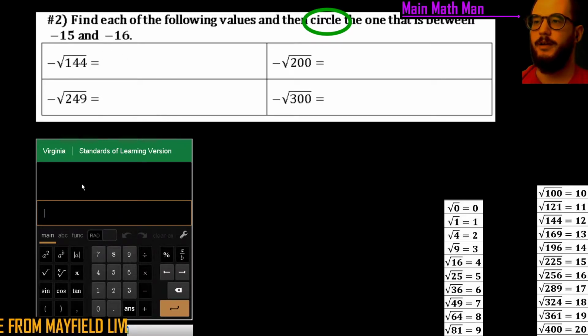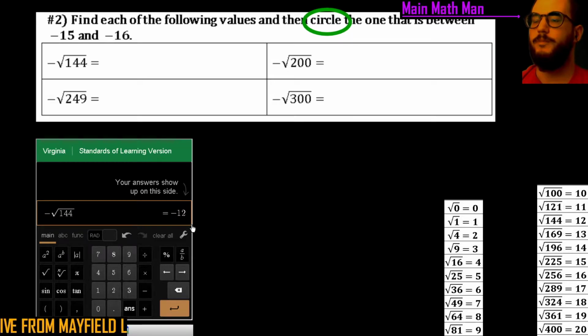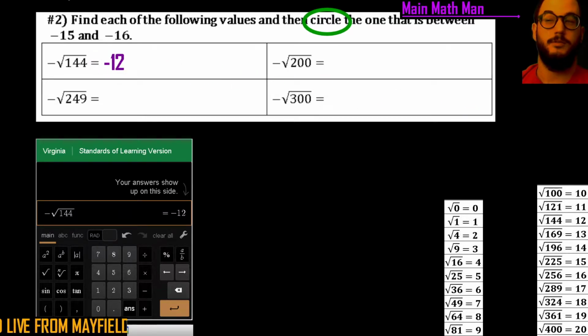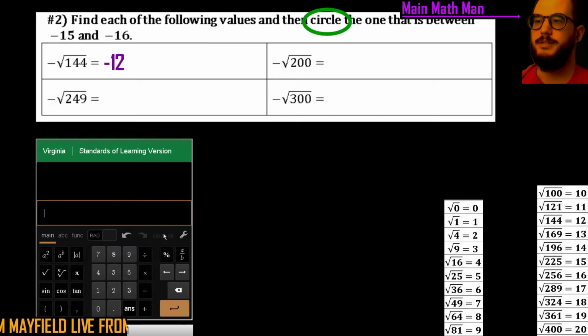So let's go ahead and figure out, all right, let's do negative square root of 144. So again, it shows up on the right side there, so this is going to be negative 12. And knowing from our simple number lines, we know that negative 12 does not go between negative 15 and negative 16. So now for this next one, it says negative square root of 249. And so let's check.